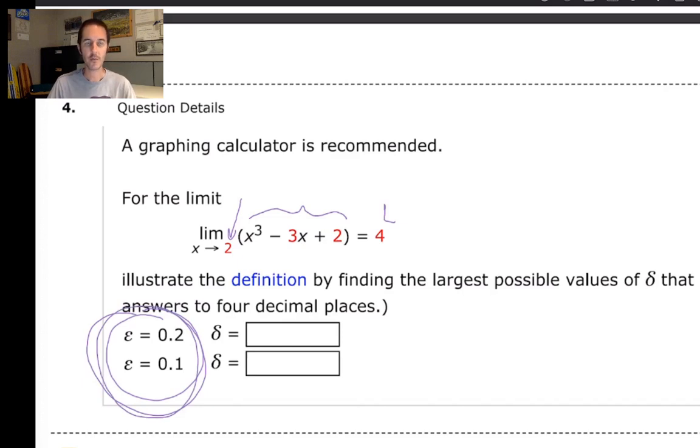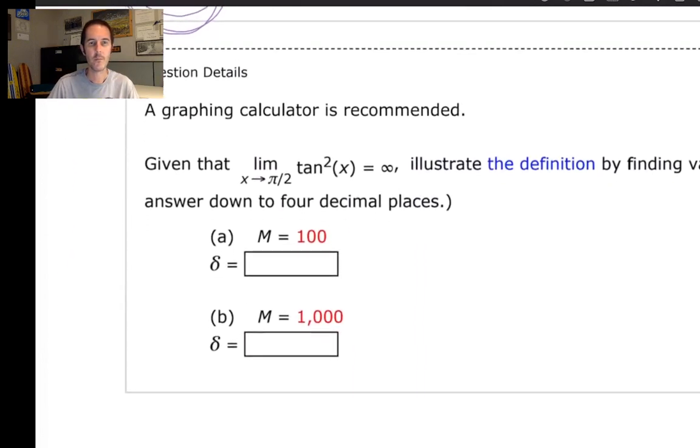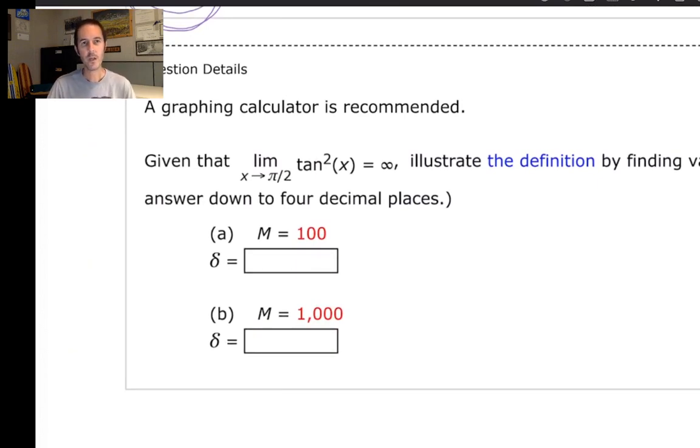And then you have to go forth and find a couple of delta values, but you can find them by using the same process that we just used in the previous problem. It's extracting the data that's being presented to you in a different way that's maybe the challenging part about this problem. This problem is still very similar, and at the same time it's different. It's different because this is a limit going to infinity. We're working with tangent squared as x approaches pi over 2.